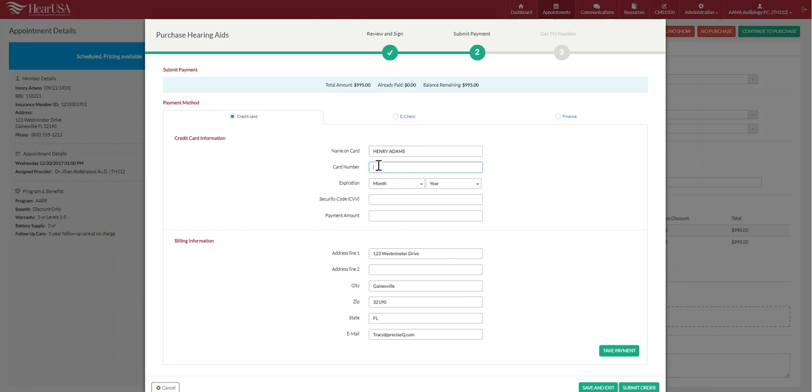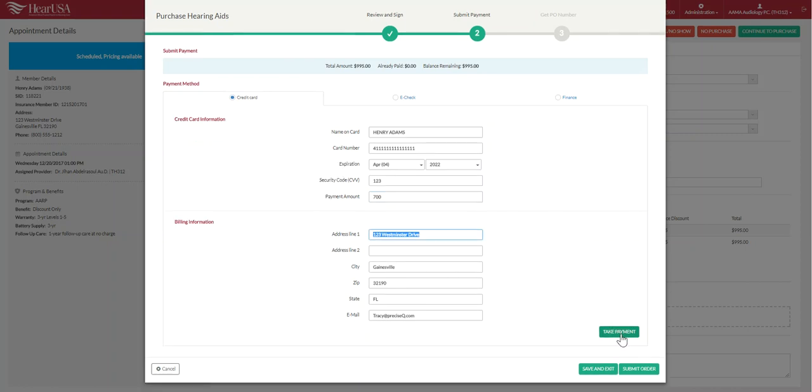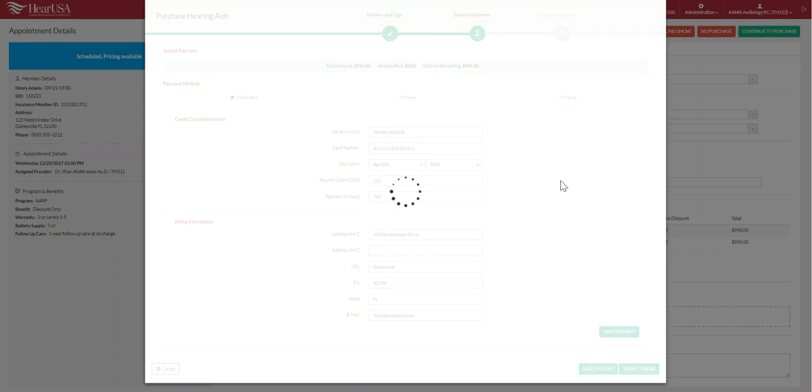So same thing, you use the name of the patient or whoever is on the credit card. Enter the expiration date. Enter the security code. And then in this case, the payment amount, we're not going to pay the full balance. Let's just pay $700 of that. We could change our billing information if we wanted, but we don't need to.